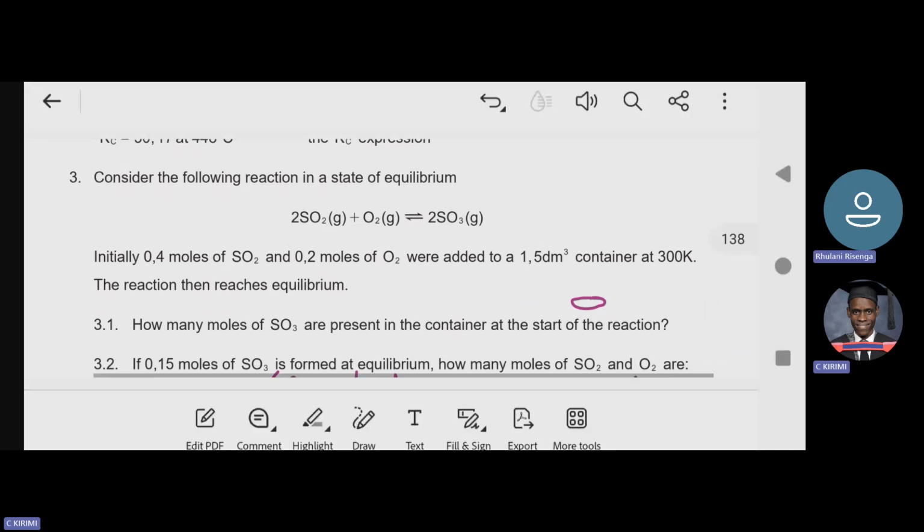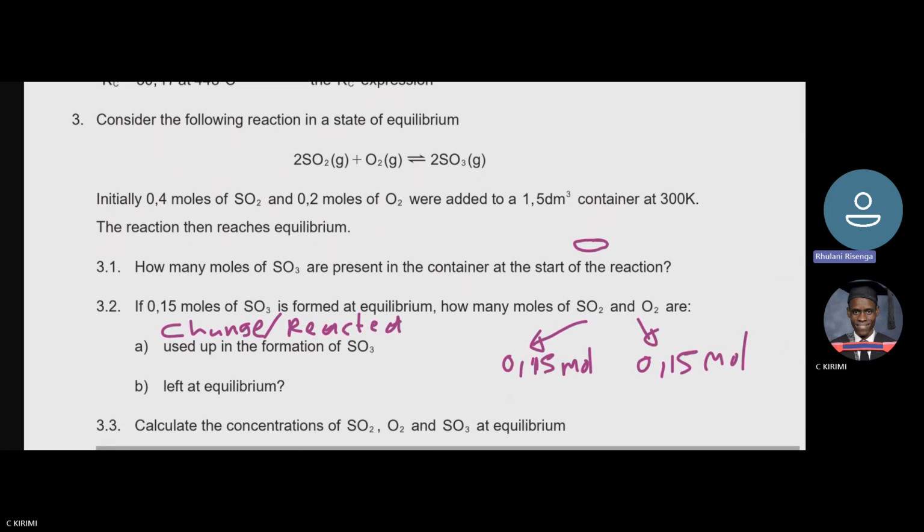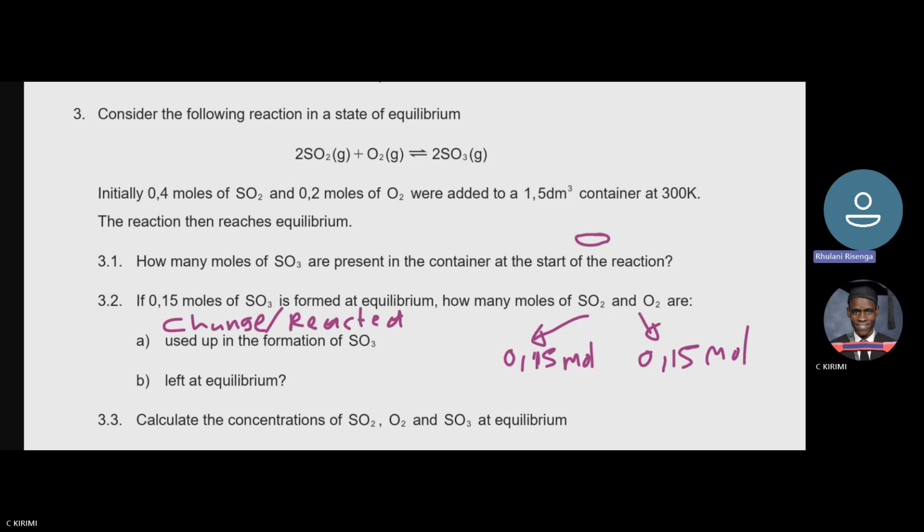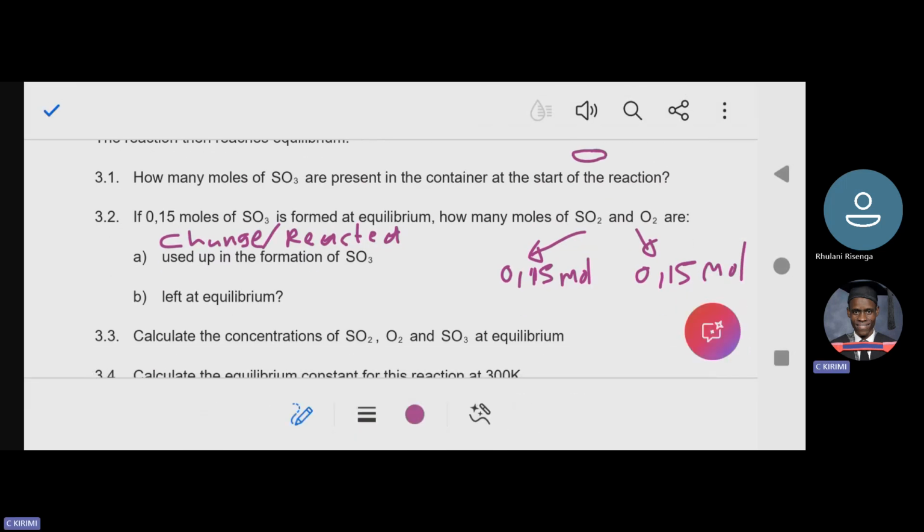So for SO2 it is 0.15, and for oxygen it is 0.075. Yes, that's correct now. So instead of the same value, we have half, which is 0.075 moles. That's correct. So how many moles are left at equilibrium?